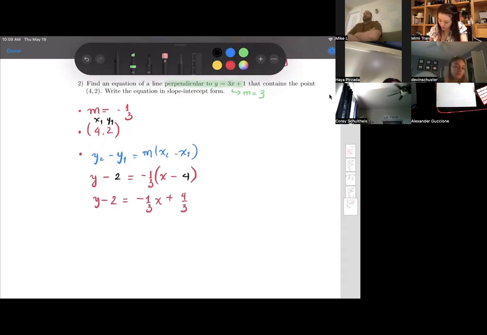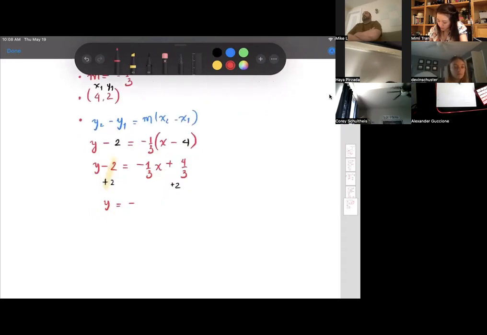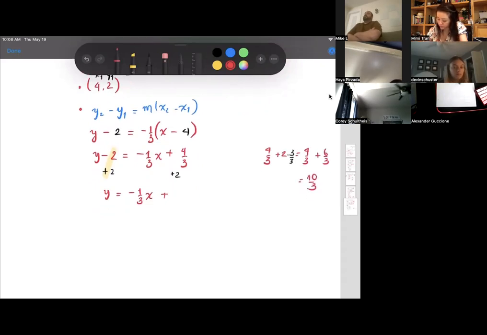Add 2 to both sides. I got y equal negative 1/3 x plus, let's see, 4/3 plus 2 is the same thing as 4/3 multiplied on both top and bottom by 3 here, right? 4/3 plus 6/3, which is 10/3. So 10/3. Oh, you can use a calculator. You just plug it in. What's 4/3 plus 2?